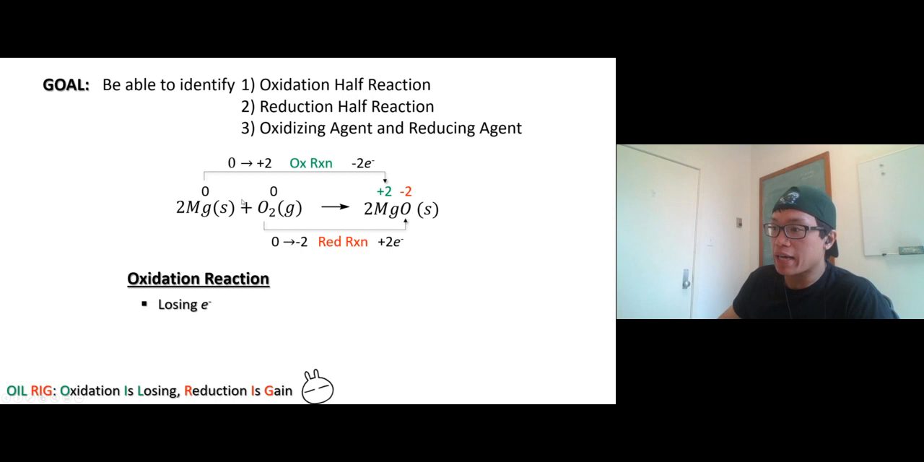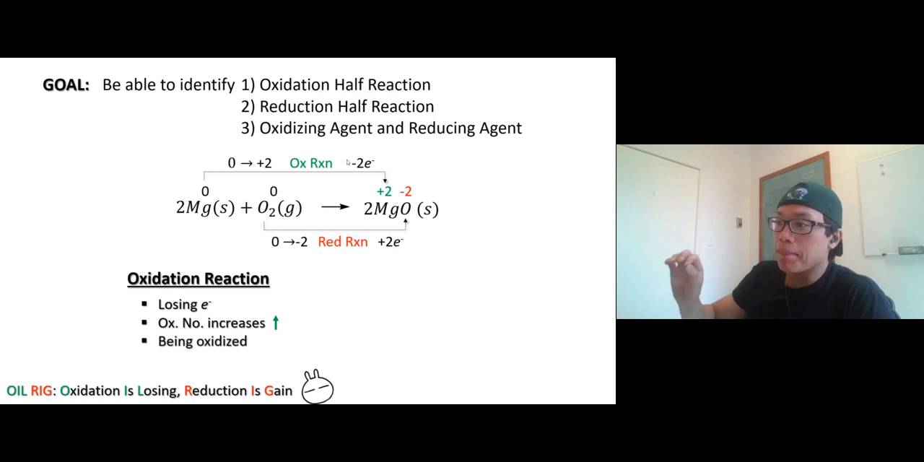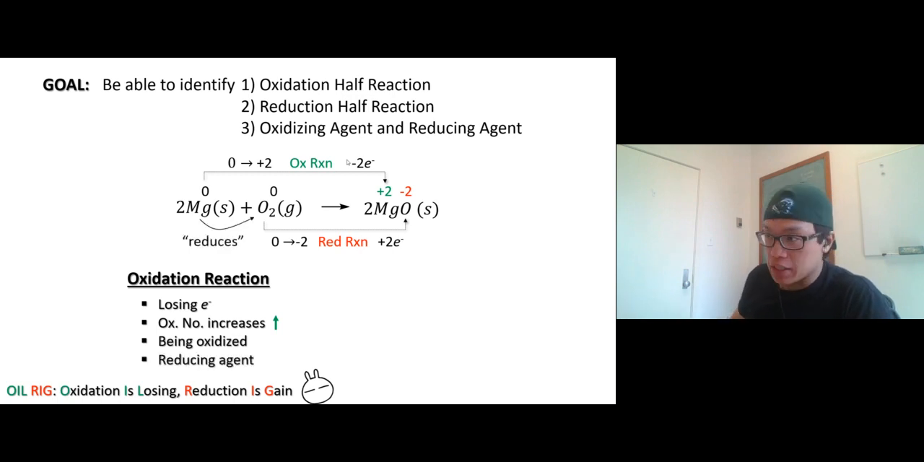The characteristic of the oxidation reaction is losing electrons. So magnesium loses 2 electrons. Electron is negative, so when you lose 2 electrons, the oxidation number of magnesium will be higher, it increases. We say that magnesium is being oxidized. The one being oxidized is the reducing agent.